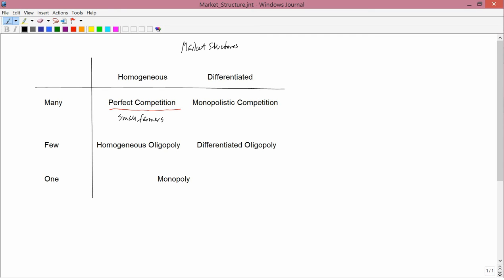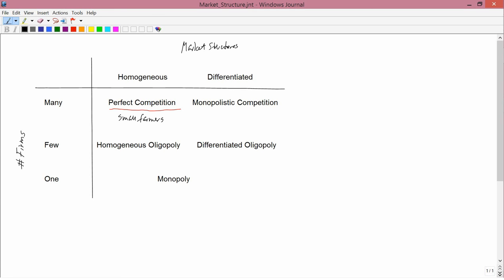The rows are labeled many, few, and one, and that concerns the number of firms. So, in perfect competition, we assume there are many firms so that each firm assumes that its behavior doesn't affect the price of its output, or for that matter, the price of its inputs. So let's talk about some of these other market structures. I'll save the upper right one to the end.